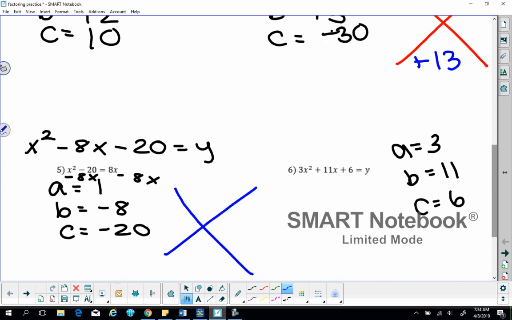Betsy, what would my x look like for number 5? What would be at the top? It's just a times c. Just 1 times negative 1. Negative 1. And then b is always at the bottom. What's my b? Yep. Victor, what did you get for 6? Does everyone get how we're making these x's?